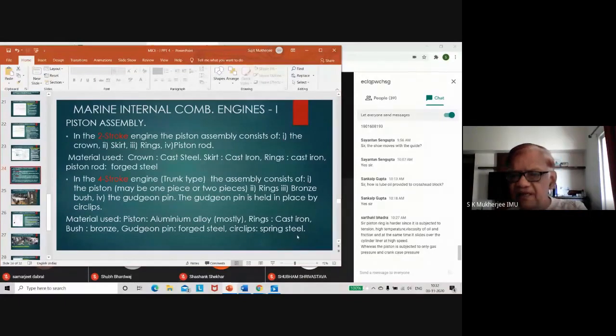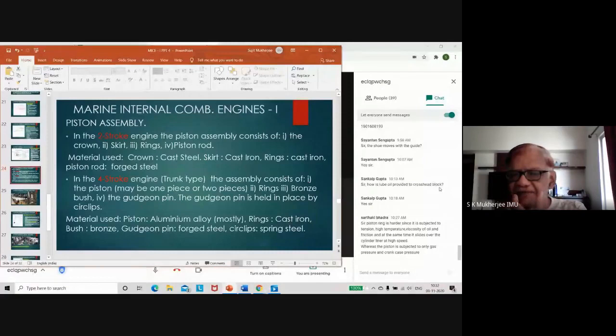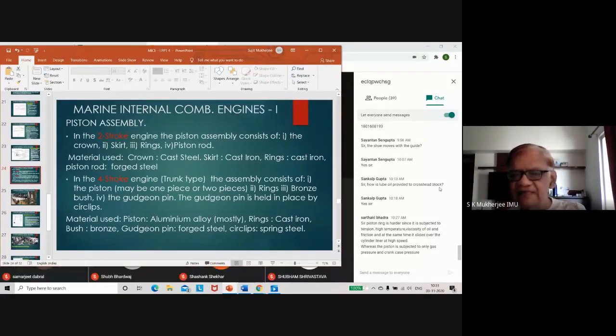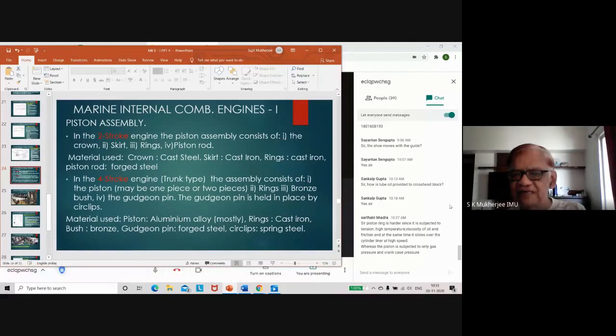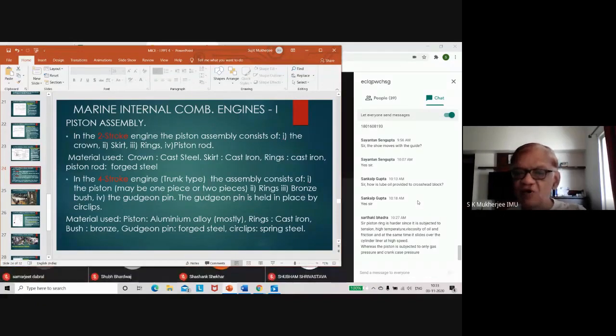So piston ring is harder since it is subject to tension, high temperature, viscosity of oil and friction. And at the same time, it slides over the cylinder at a high speed. Whereas the piston is subjected to only gas pressure and crankcase pressure. Sarthaki, you have gone off the question completely. The question was, why is it that the piston ring is harder than the liner, not harder than the piston?